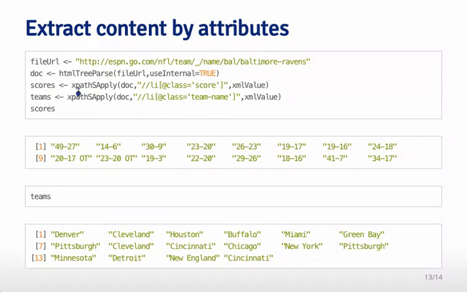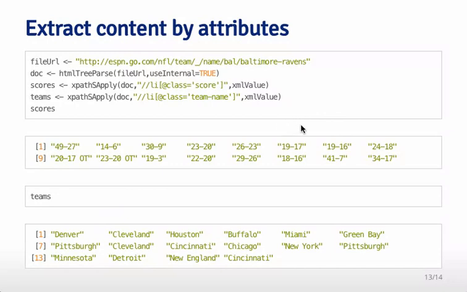So now I'm again going to use the XPath sapply to programmatically extract some components of this document. I'm going to start with the whole document again. And now I'm going to again extract the XML value, so the value inside of certain elements. But I want to find very specific kinds of elements. So here's what I'm going to do. I'm going to look for elements that are list items, LI, and that have a particular class. So they have class equal to score.